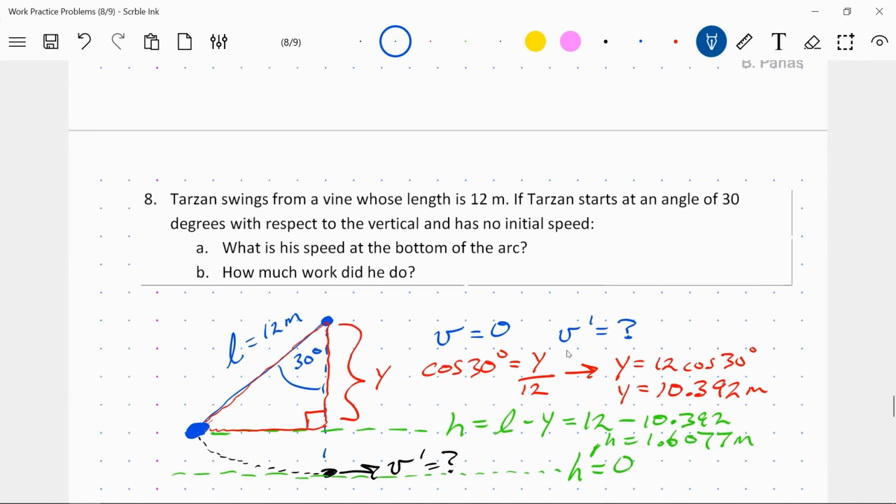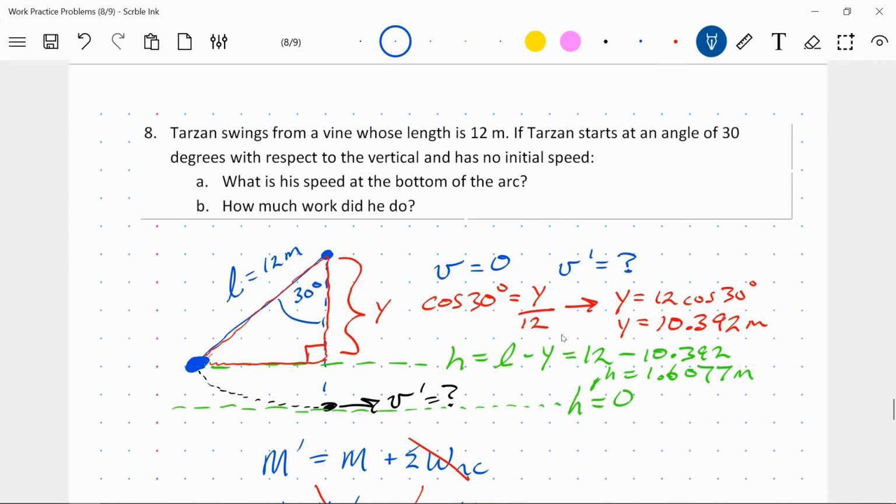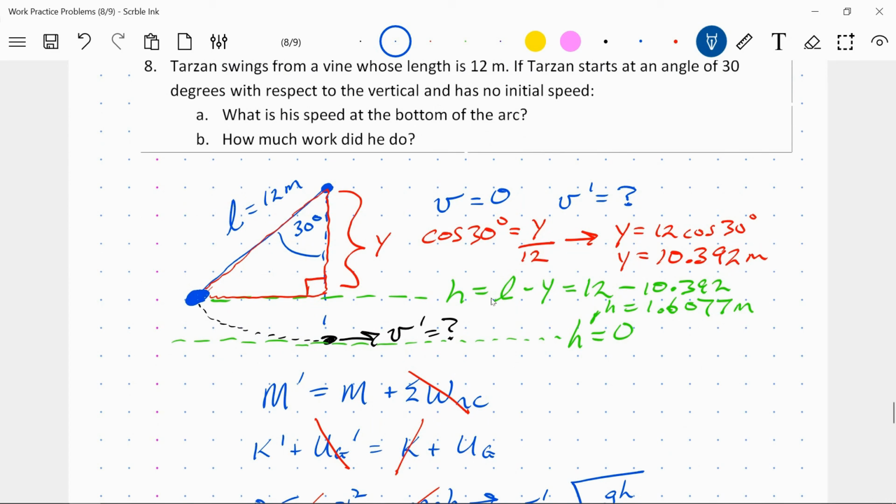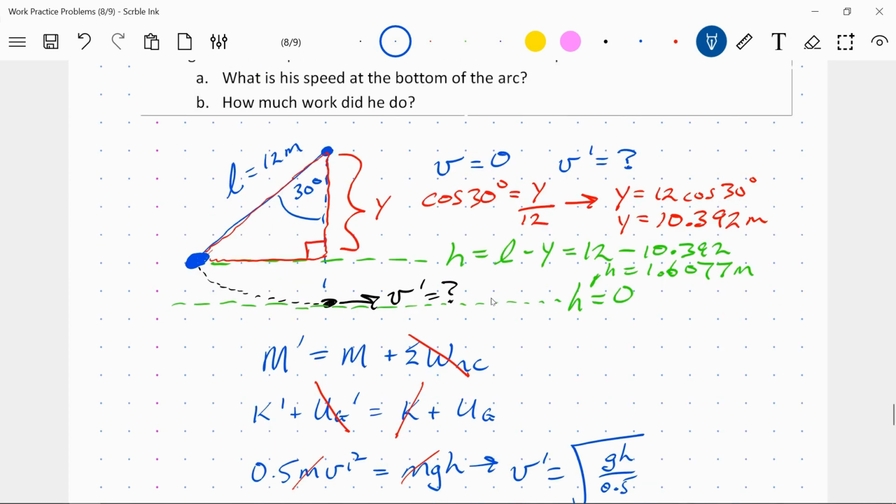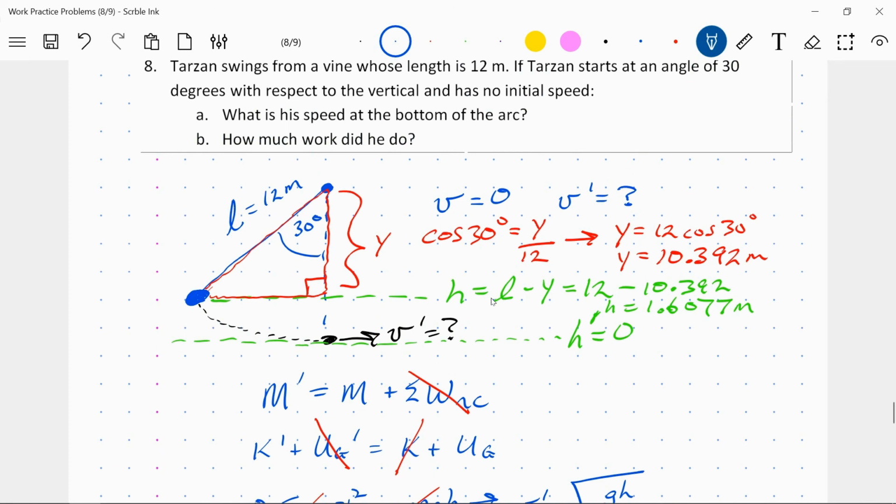So, oh, part B, sorry, my mistake. How much work did he do? Okay, now, how much work did he do? I'm a little unsure of how to interpret that, to tell you the truth, because the only thing that Tarzan is pushing on is the rope, or pulling on the rope, really. The rope pulls Tarzan, Tarzan pulls the rope.